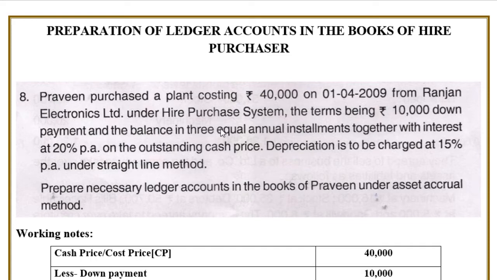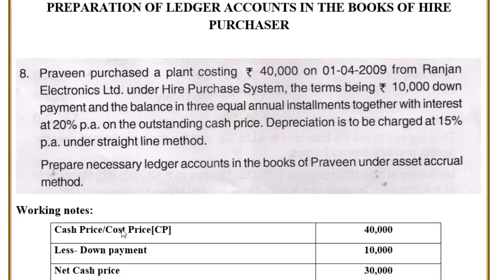So here they have not given the installment money, the installment amount is not given, but they have given indirect information. That is, the terms being rupees 10,000 down payment and the balance in 3 equal annual installments. Therefore, let us calculate the installment amount here.